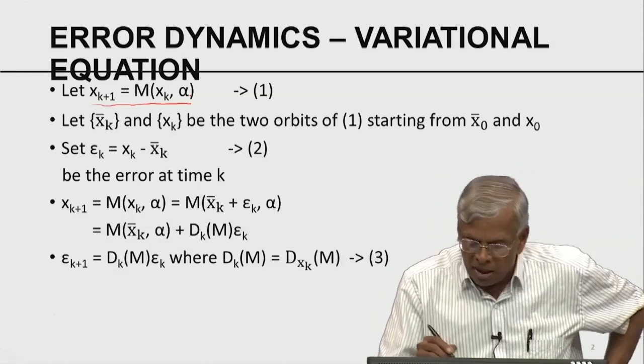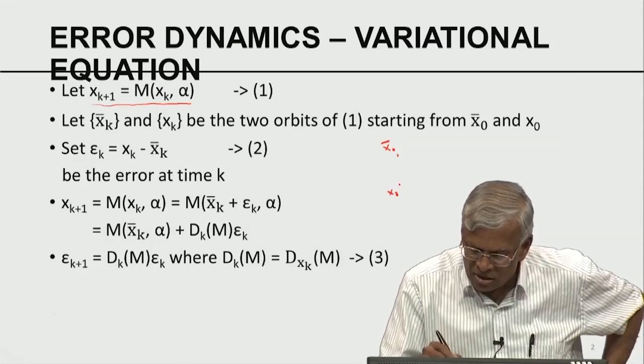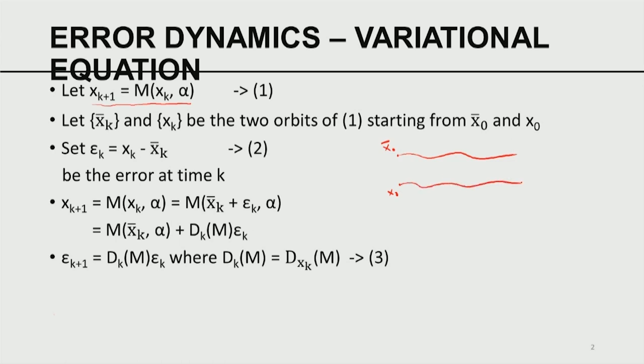Now let us consider the model running from one state called x_0 bar, another state called x_0. So that is one prediction, there is another prediction. The trajectories are also called orbits. So let the sequence x_k bar, the sequence x_k be, so what is the sequence? x_1 bar, x_2 bar, x_i bar, here is x_1, x_2, x_i. So let us consider two orbits or two trajectories generated by the model starting from two different initial conditions.